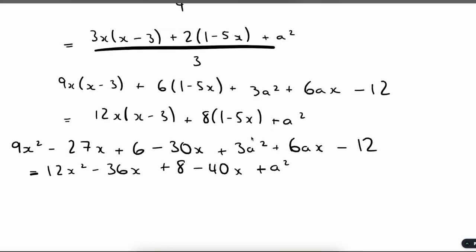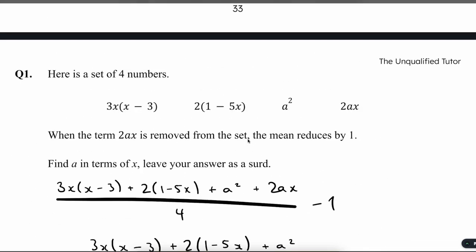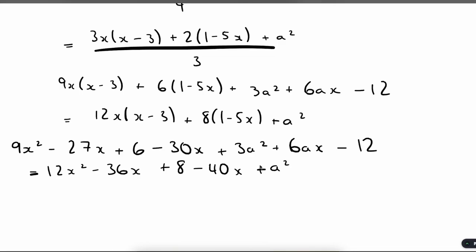So let's first start with the a squared. We need to find a in terms of x, so I'm going to focus on grouping it in terms of a. So we've got 2a squared, so we've dealt with those two. Then any a terms, we've got 6ax plus 6ax. Any more a terms? I don't see any.